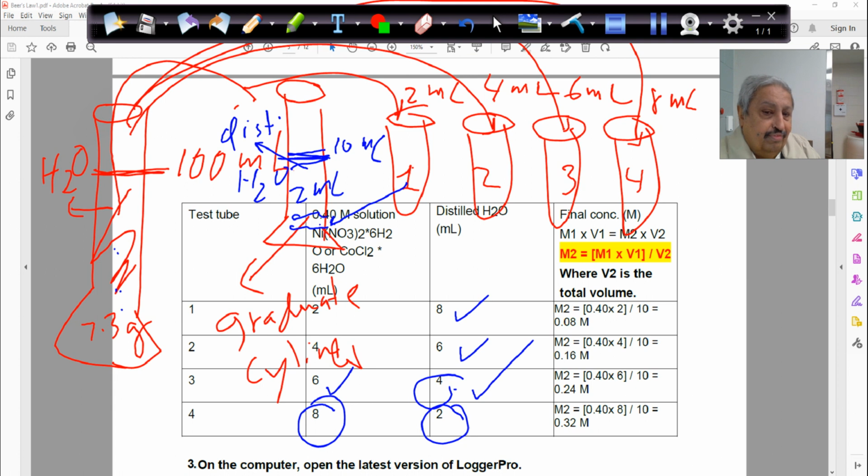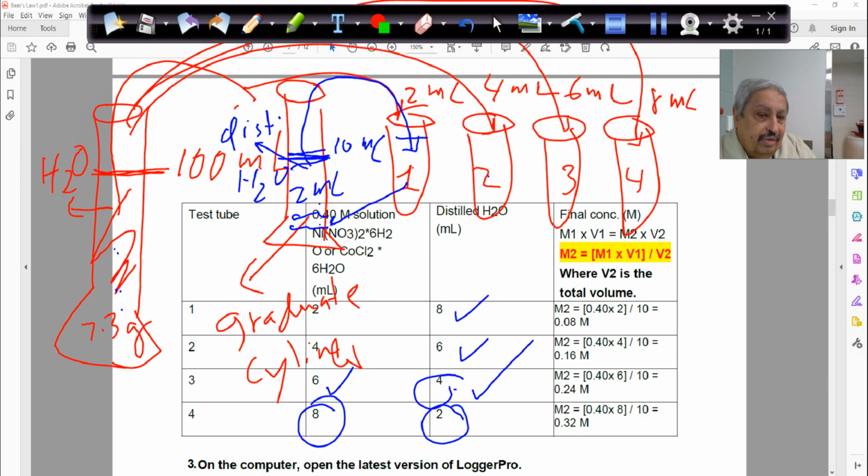Then fill test tube number 1 all the way to the top. You will not use the whole test tube, you will use part of it, but fill it all the way to the top with as much as you can carry out of this 10 mL. Then you will do the second one.